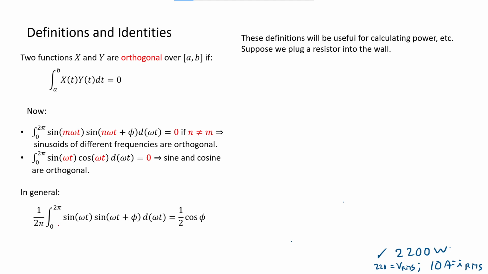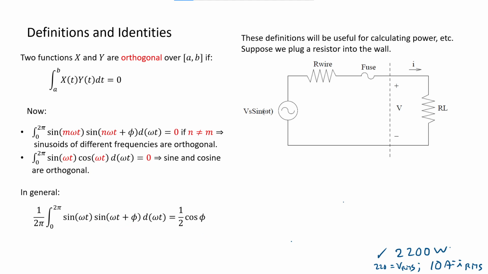And if you have the same function, sine omega t, but with a phase shift phi, then the integral over a period is not 0. It can be 0 if phi equals pi over 2. If phi equals pi over 2, then this becomes cosine. This is a very important property, and this definition will be useful for calculating power.